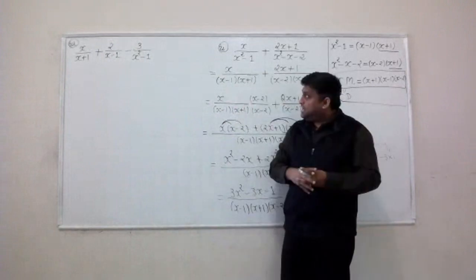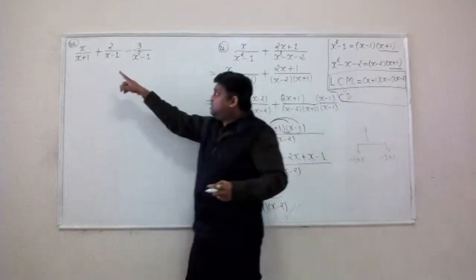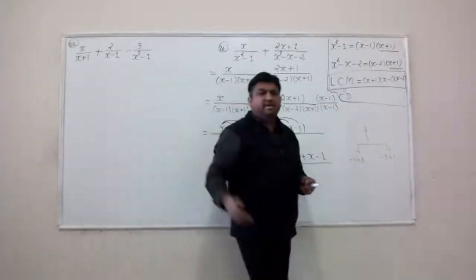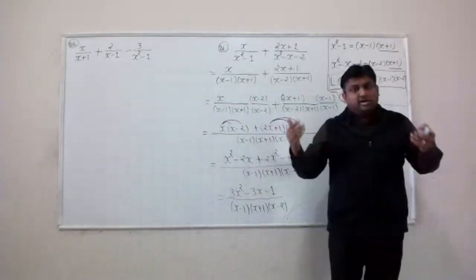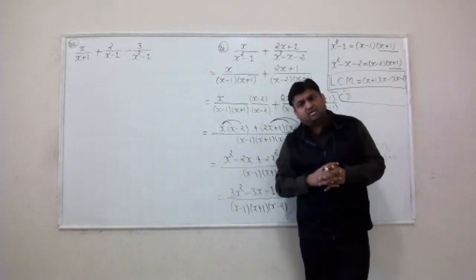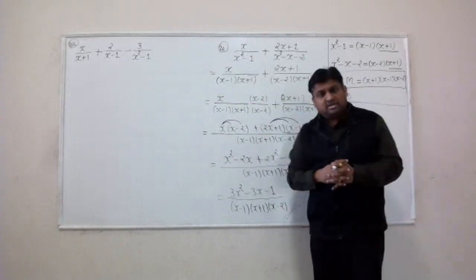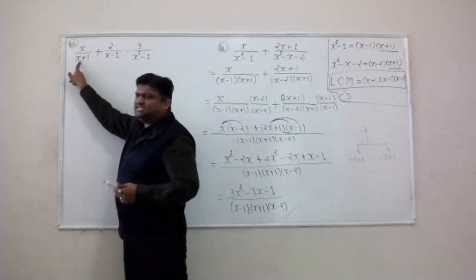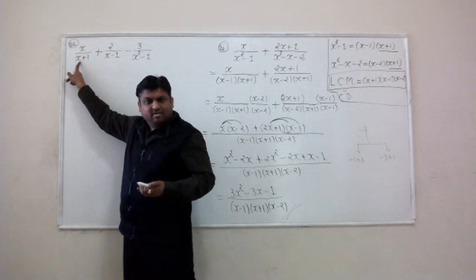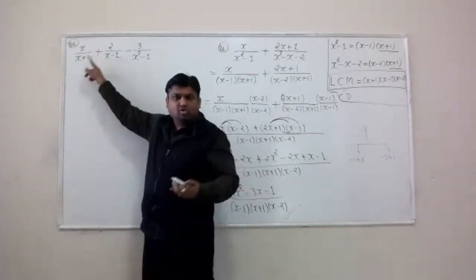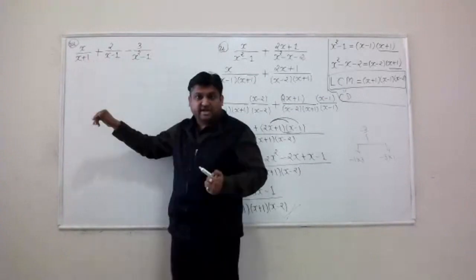We play the same game, right? I would like to find out the least common multiple of all 3 denominators. In order to get that least common multiple, I will have to factorize all 3 denominators. So let's check carefully. X plus 1, this is a linear term already. X minus 1, this is a linear term as well. No further factorization is needed.